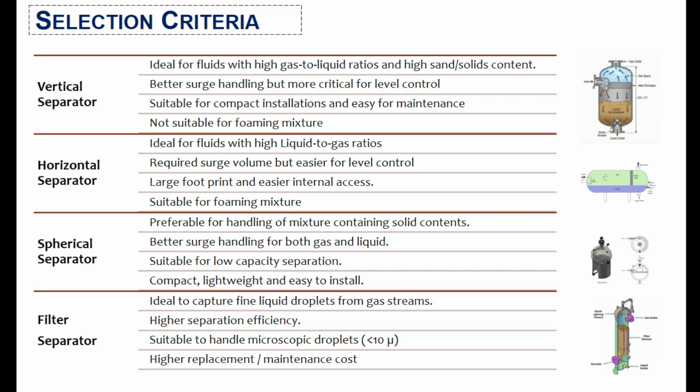Filter separators are ideal for those streams which have very fine liquid droplets. They have high separation efficiency and are suitable for those microscopic droplets whose size is less than 10 micrometers, such as candle filters and wire mesh type filters. But they have higher replacement and maintenance costs.